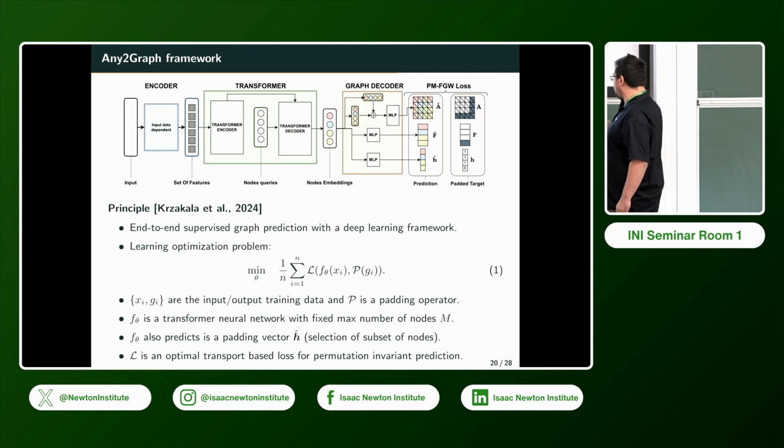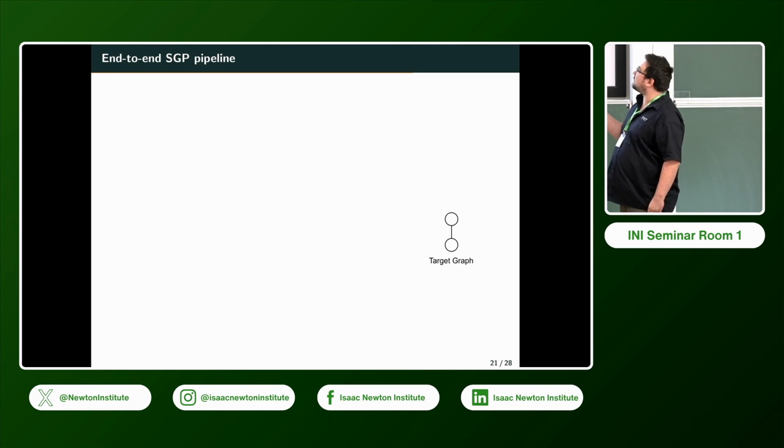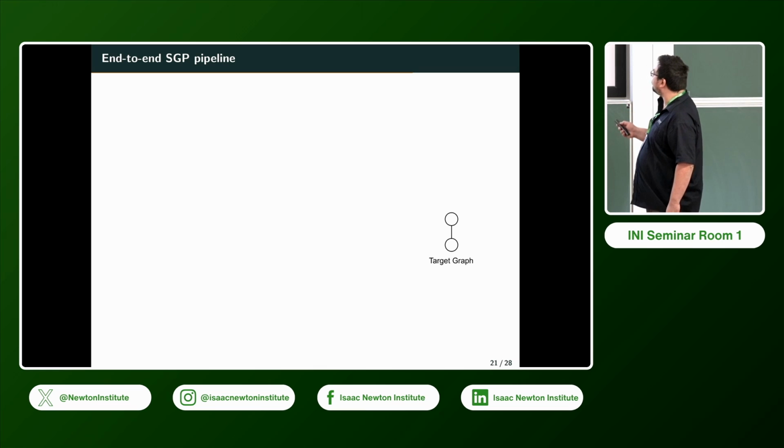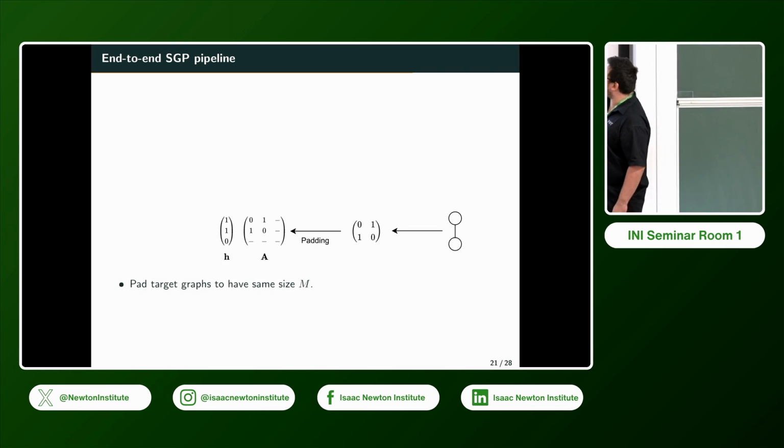The Fused Gromov-Wasserstein here did not work well, and there was a reason. So I'm going to come back to the whole pipeline. See, this is your target graph. You have two nodes. This is the adjacency matrix, and I'm going to pad it.